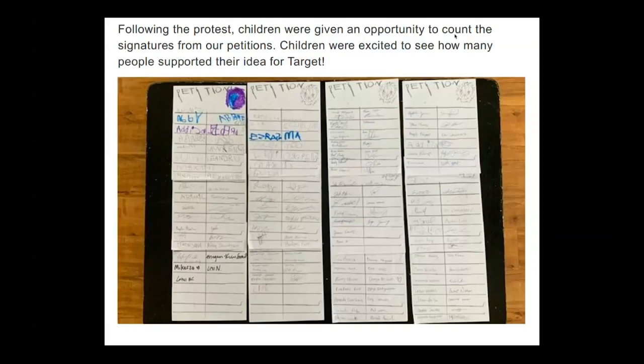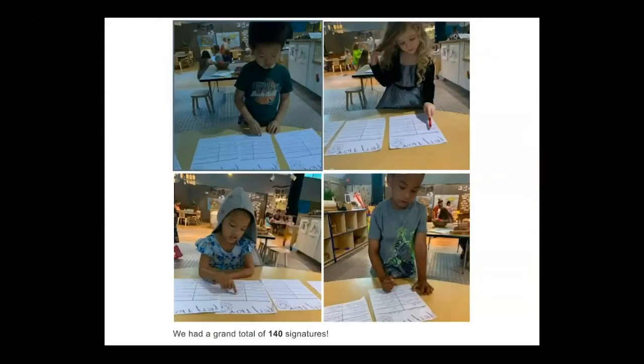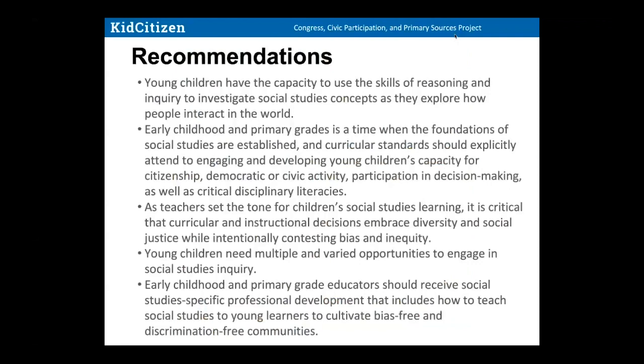What they also did was, because they liked this idea of a petition and showing that other people were also engaged in their cause, they captured signatures from people who came and observed or took part in their protests. Then they utilized this as a math activity as well, counting up all of the signatures, and they found that they had a grand total of 140 signatures. They then drafted a letter along with their signatures and their protest demands, and sent it to the Target store to get some feedback.